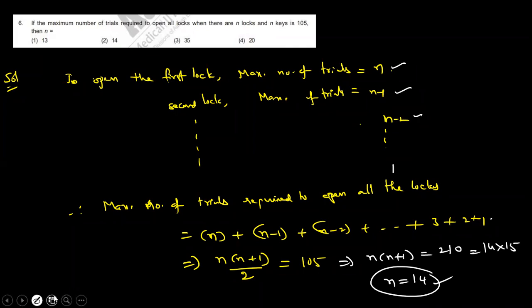So these models are very, very important. Just see, see carefully. Read the question. How many different signals can be given using any number of flags from 5 flags of different colors? This is the question.